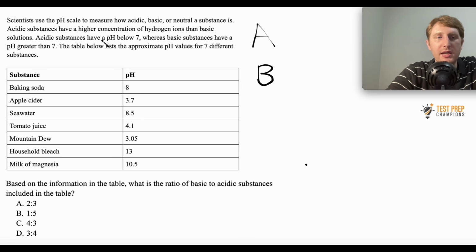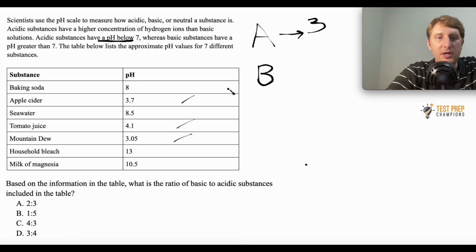So we know that if it has a pH below 7, we know that it's acidic. So we've got apple cider, which is 3.7, tomato juice at 4.1, and Mountain Dew at 3.05. So we've got 3 acidic substances. Now, the rest we know are basic, right? So it says here, whereas basic substances have a pH greater than 7.